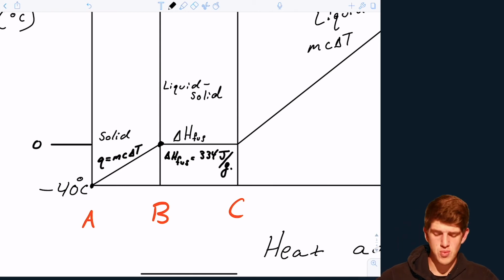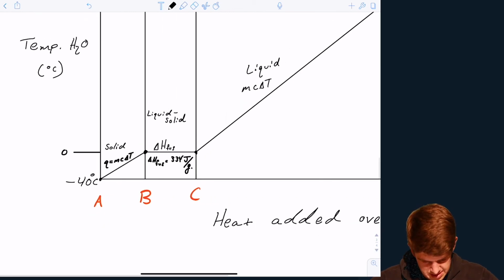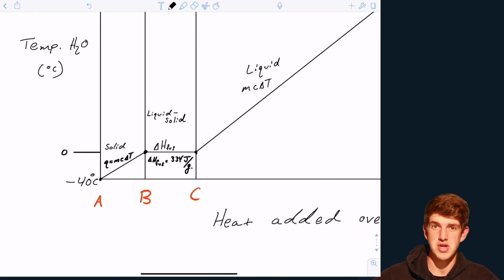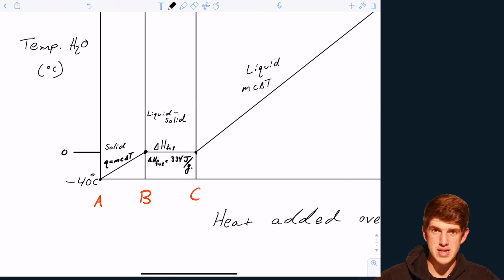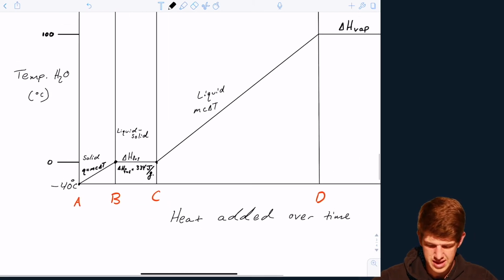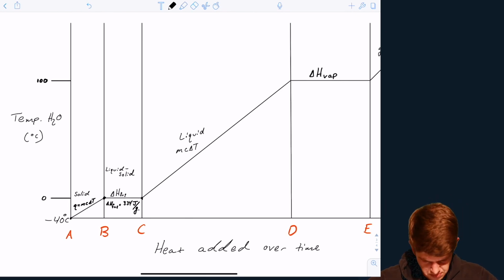So if I had 10 grams of water, I need to add in 3,340 joules of energy just to convert it. And that is just energy that is going into this conversion, not into raising the temperature. As you can see, this temperature does not increase during the heat of fusion. So now once I actually take my solid at 0 degrees, convert it to a liquid at 0 degrees, I can start the extensive process of heating up that liquid.